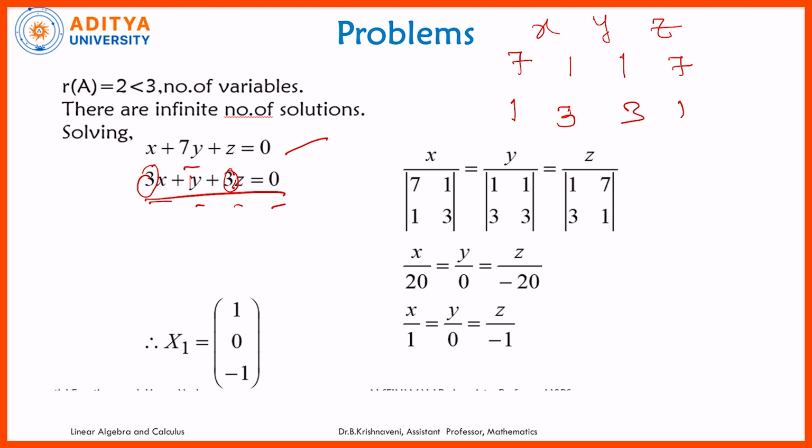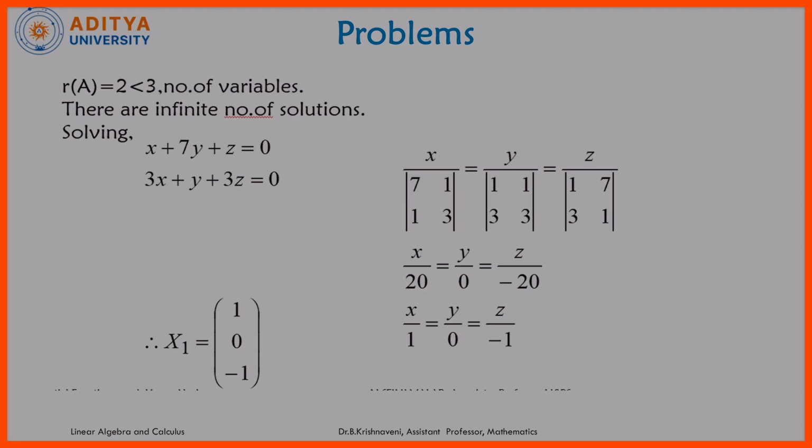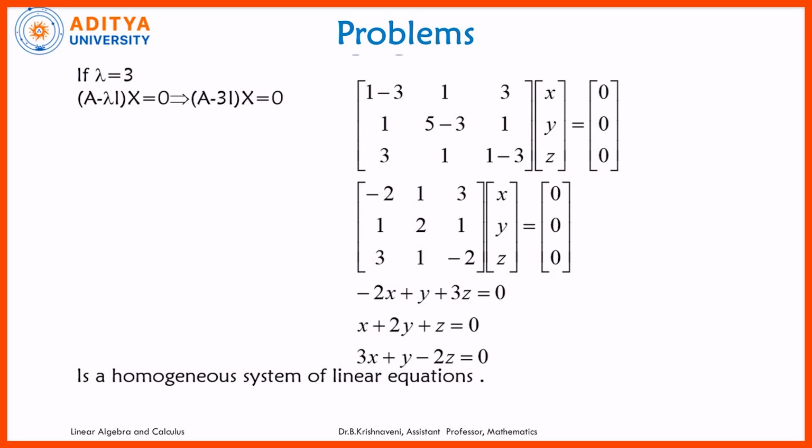Now, you can write this as x by det of 7 1 1 3 is equal to y by det of 1 1 3 3 is equal to z by det of 1 7 3 1. So, which gives x by 20, y by 0, z by minus 20. In simple, we can write it as x by 1 is equal to y by 0 is equal to z by minus 1. And this gives the eigenvector x1 is equal to (1, 0, 1), corresponding to the first eigenvalue, that is lambda is equal to minus 2. Next, similarly, we will calculate the other eigenvectors.